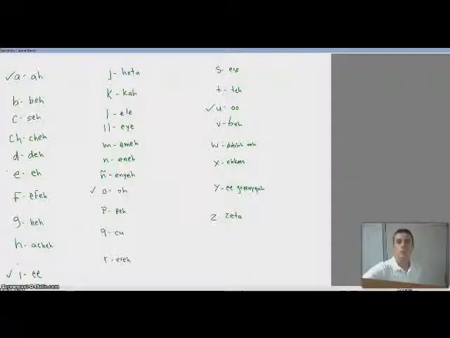All right. Just a quick review of the Spanish pronunciation. We're going to go over the pronunciation of each letter and then the pronunciation of a word with each letter. First off, let's talk about the vowel sounds.